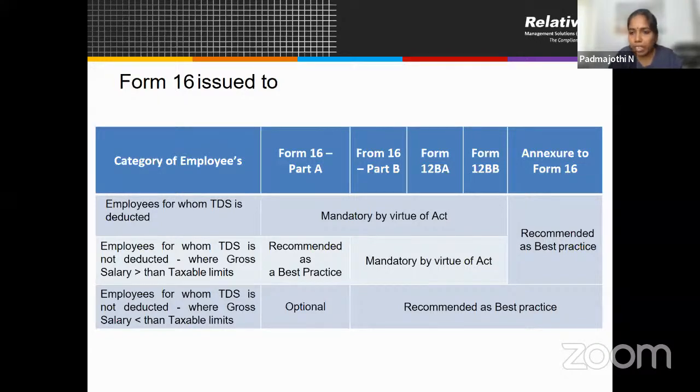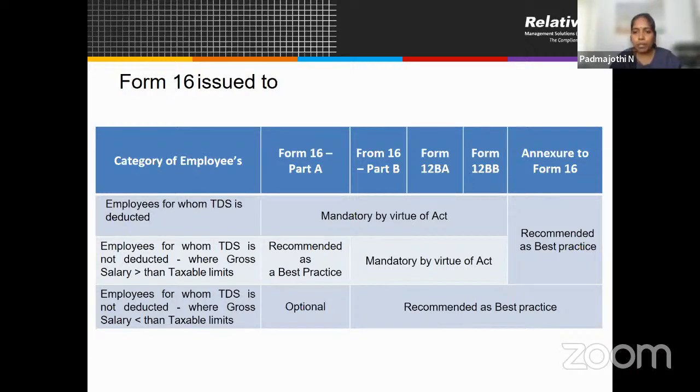Okay, Amal Raj has mentioned. Okay, as per the responses I have received, most of the people are issuing for all the employees, and some people are issuing for the taxable employees. Okay, for all employees.